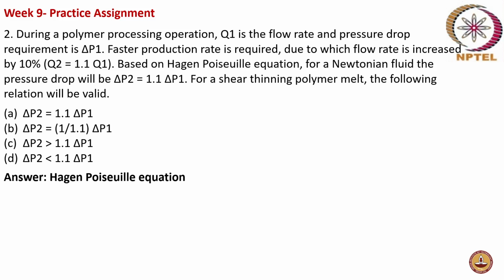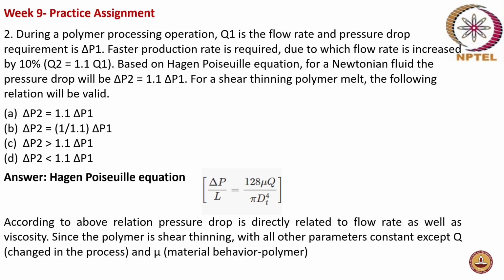You can just mute yourself. I'll also explain another way of explaining this better. They have given that the Newtonian fluid is based on the Hagen-Poiseuille equation. The Hagen-Poiseuille equation is given by delta P by L equal to 128 mu Q by pi D to the power 4, where delta P is your pressure drop, L is your length, mu is your viscosity, Q is your flow rate, and D is your diameter.